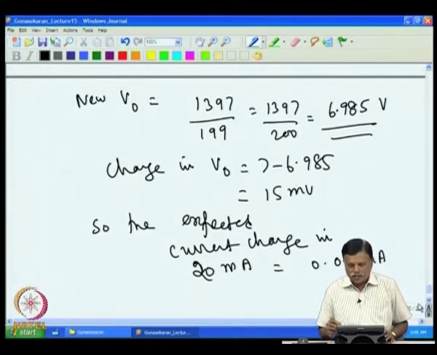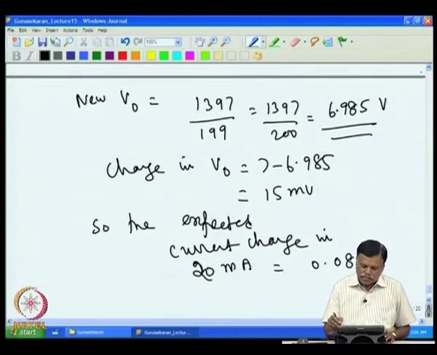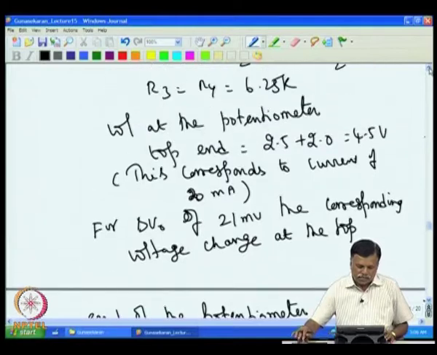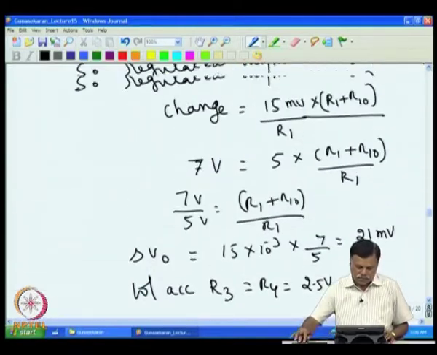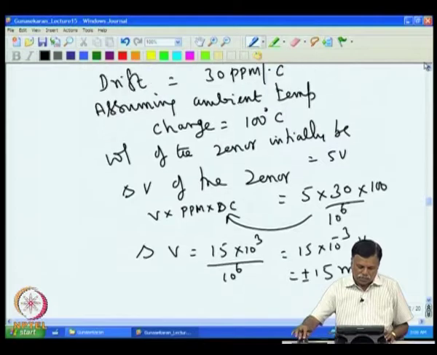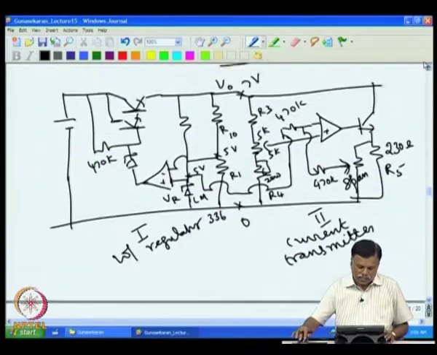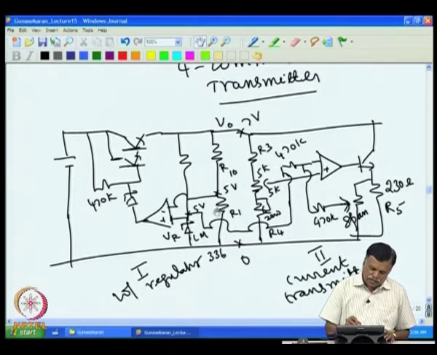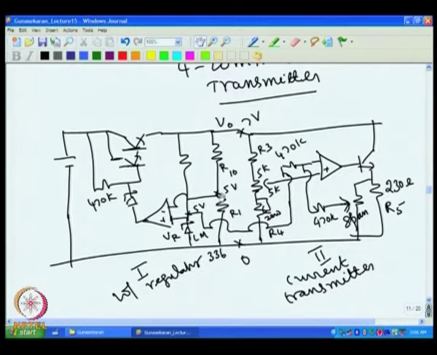Now we look at the other errors in the current transmitter part, because there is not much error there in the voltage regulator part, as there are only two main contributors. There is one more possible error in the voltage regulator part. If you look at the circuit we are considering, there is the error due to the Zener drift and due to the resistors. Because of this you got a 15 millivolt change here, and because of the Zener also we got a 15 millivolt change. Of course, the offset voltage of this op amp can have a drift, that will also change the output voltage.